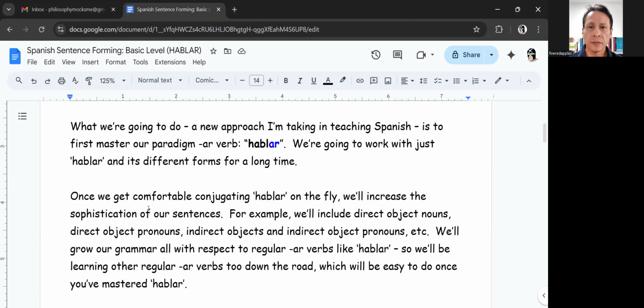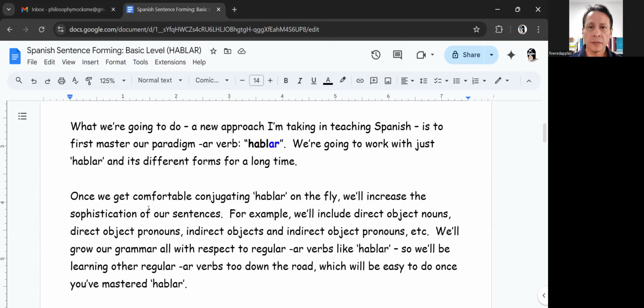This is what I want to get at today. I'm taking a new approach to teaching Spanish. I think it's a better approach, and hopefully it will bear fruit with you guys who take the study seriously. What we're going to do is first master our paradigm AR verb hablar. It has to roll off your tongue when you want to conjugate hablar. Yo hablo, tú hablas, él habla, nosotros hablamos, ustedes hablan, ellos hablan. Kind of that fast, right, when you need it.